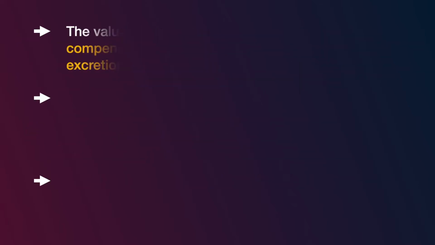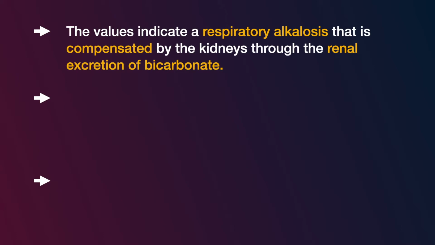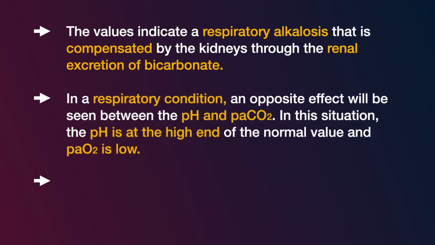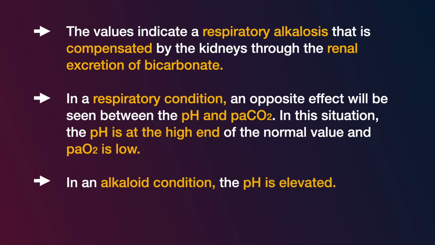The values identified in the question indicate a respiratory alkalosis that is compensated by the kidneys through the renal excretion of bicarbonate. Because pH has returned to a normal value, compensation has occurred. The normal pH is 7.35 to 7.45. In a respiratory condition, an opposite effect will be seen between the pH and PaCO2. The pH is at the high end of the normal value and PaCO2 is low. In an alkalotic condition, the pH is elevated.